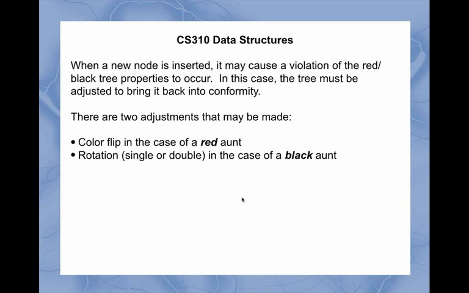So when a new node is inserted, it may cause a violation of the red-black tree properties, and the property that will be violated is the 2 reds in a row. That's what will cause this to happen. In this case, you must adjust the tree in some fashion to bring it back into conformity, and there are 2 ways to do that. Color flip in the case of a red aunt, rotation in the case of a black aunt.